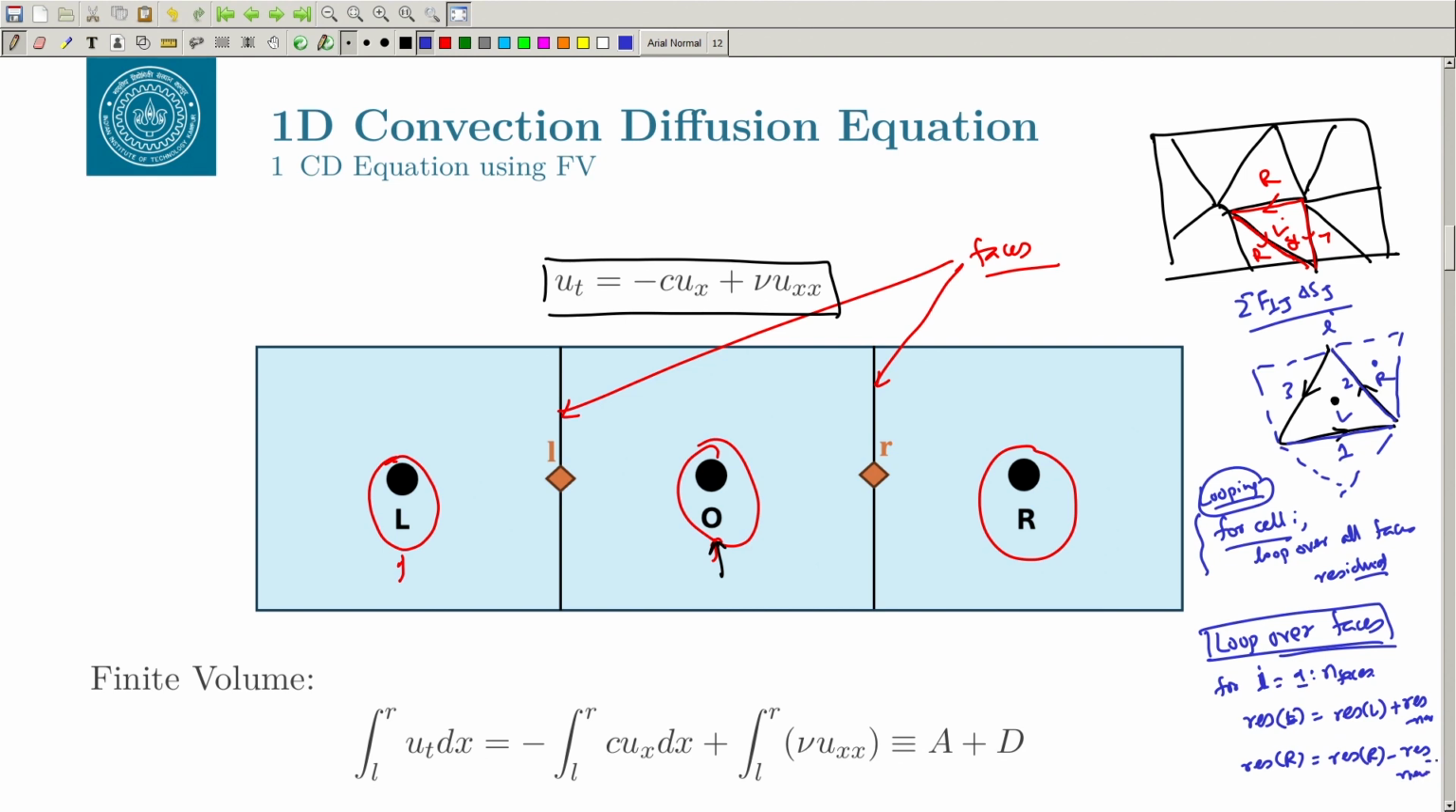How are we doing it? So, if you keep on adding all these things across all the faces, ultimately you will see the local conservation in every single cell. So, how it is working, if I can explain it to you here.